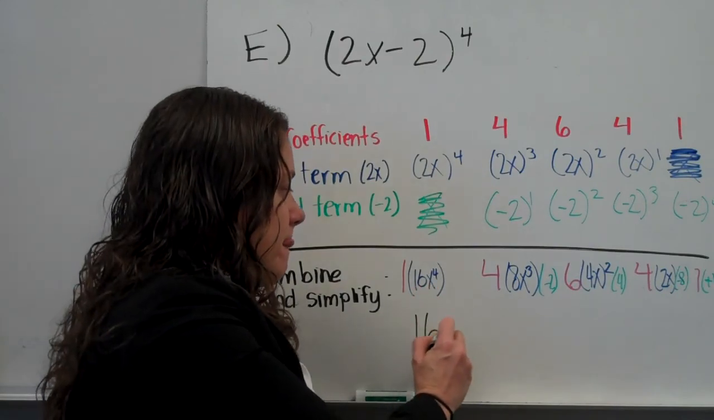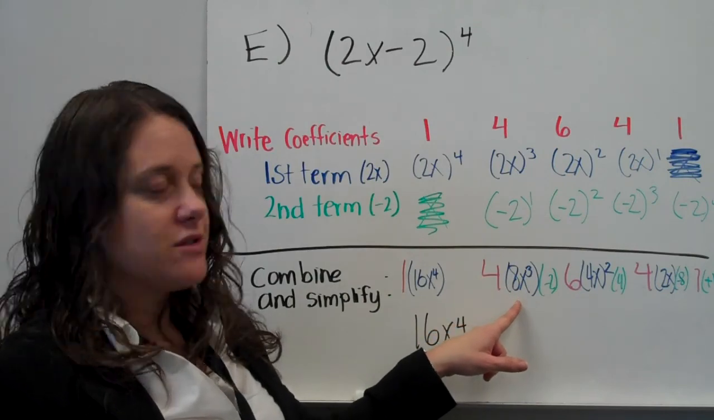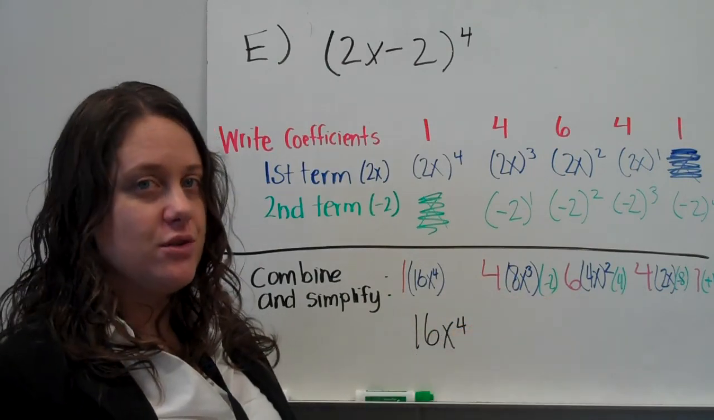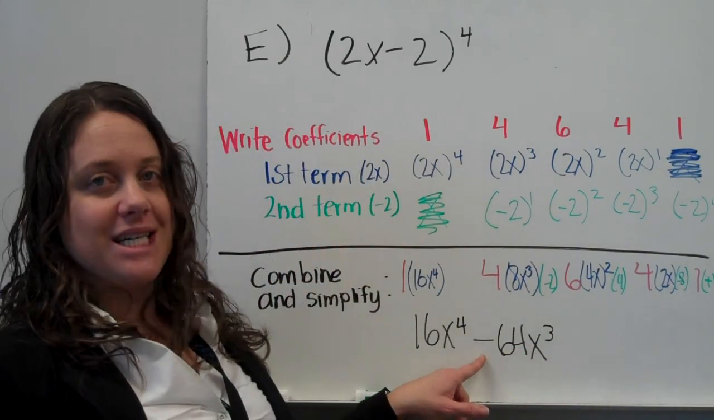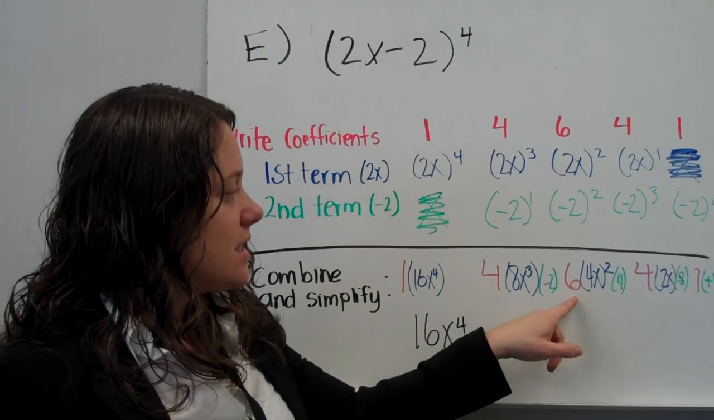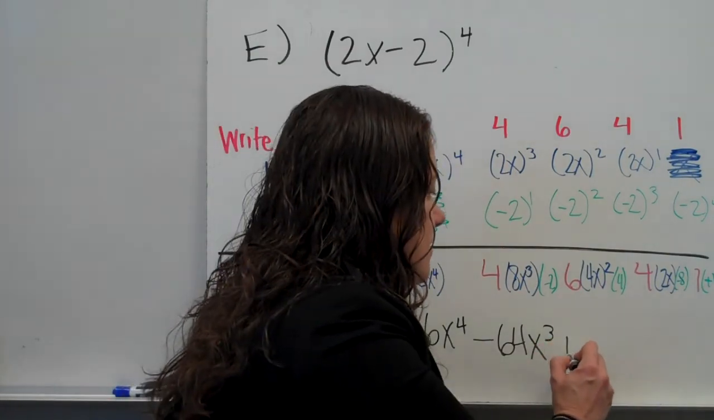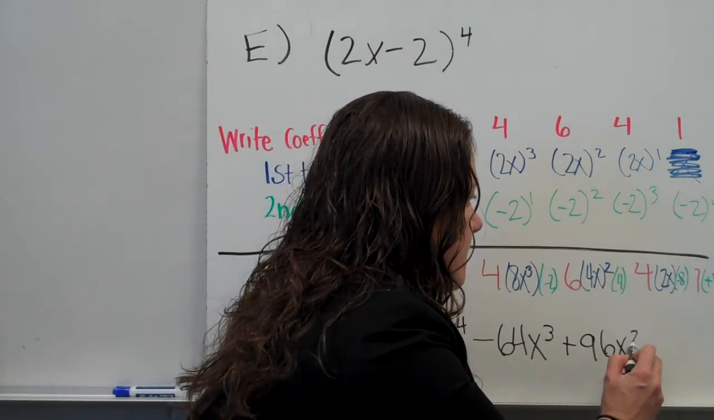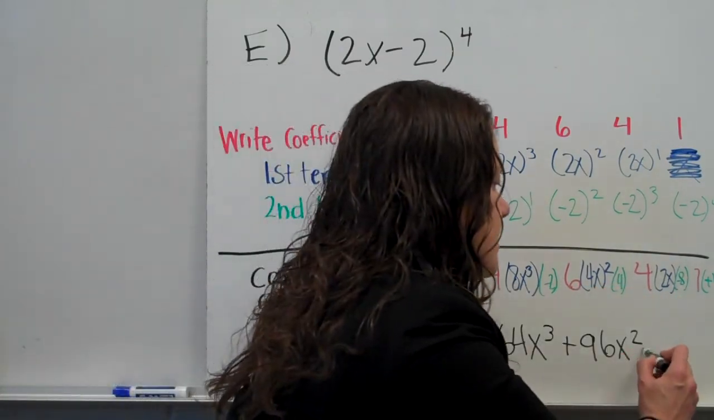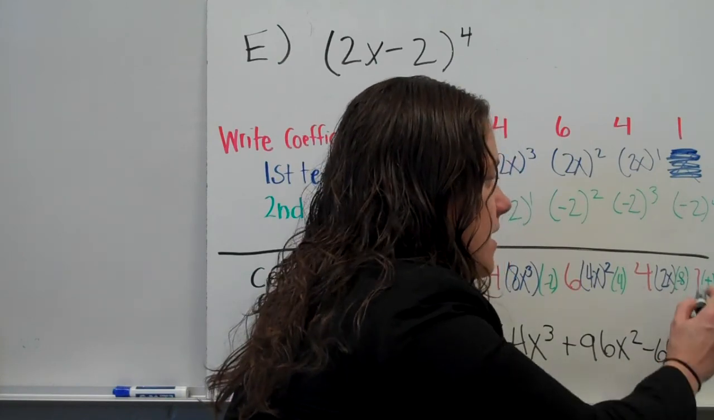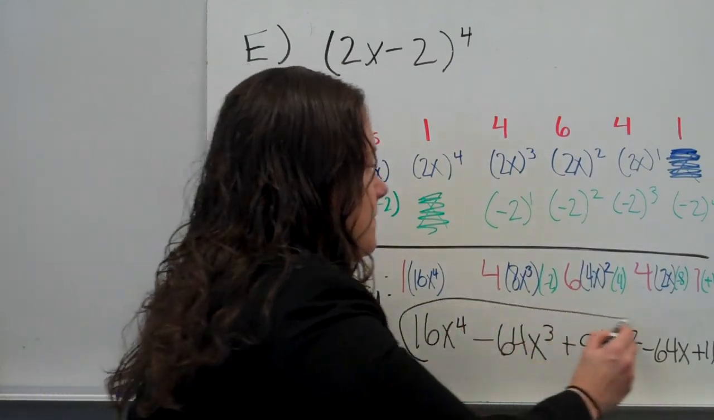So I really didn't leave much room here, but I'm going to go ahead and multiply them together. So now I have 16x to the fourth. And if I multiply this, I have 4 times 8, which is going to be 32, times -2. So I have -64x to the third. That's where the minus sign comes from. Then here, 6 times 4 is going to be 24 times 4, so that's going to be 96, so positive 96x squared. Then I have 4 times 2 is going to be 8 times -8, so -64x. And then here I just have a plus 16. Okay, so that's going to be my final answer.